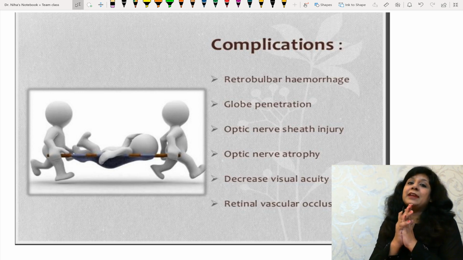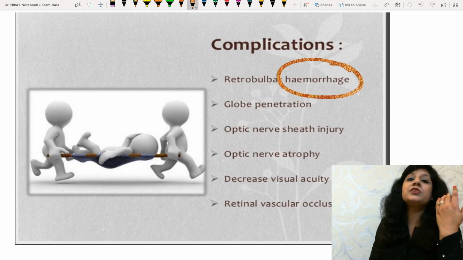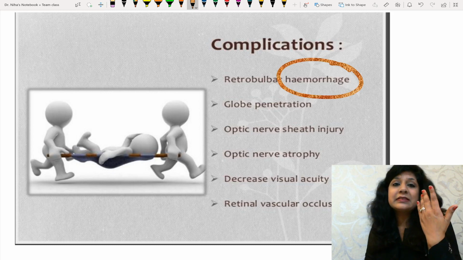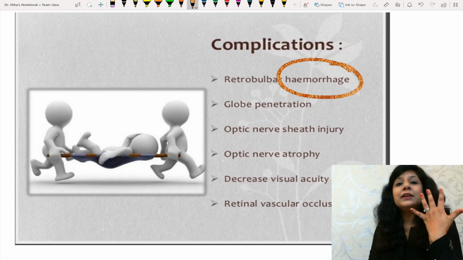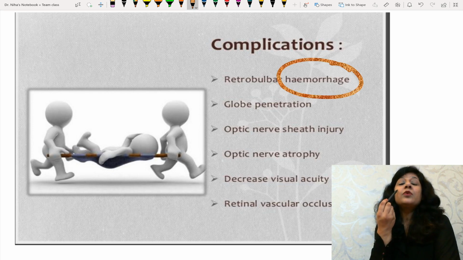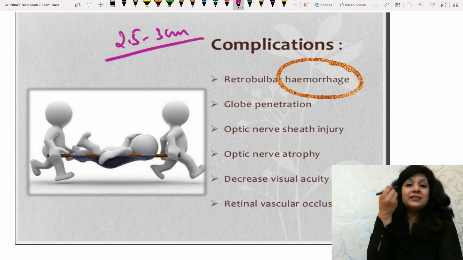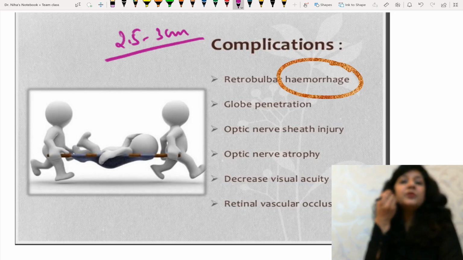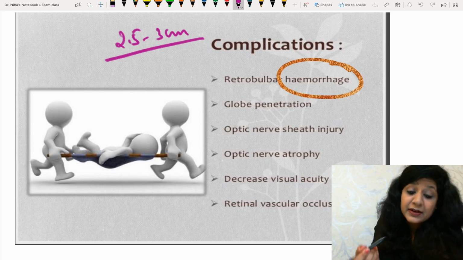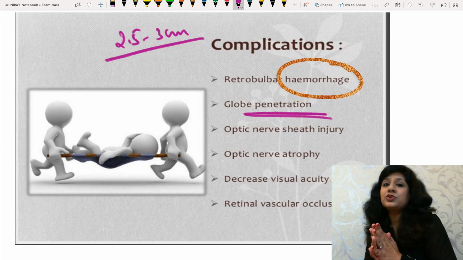So what are the complications? First of all, there is always a risk of hemorrhage, because you know that the blood supply is there behind the apex, and when we are going so far posteriorly, about 2.5 to 3 centimeters inside, up to the apex of the orbit, obviously the chances of hemorrhage as well as perforation are high.